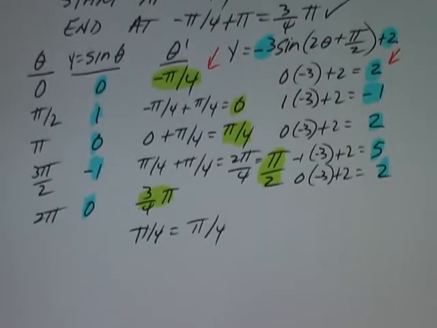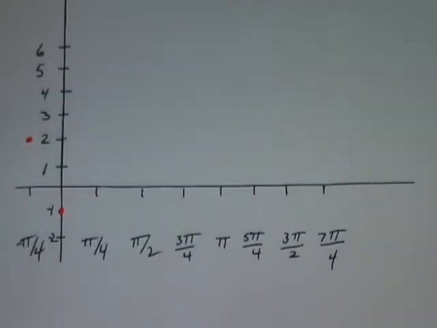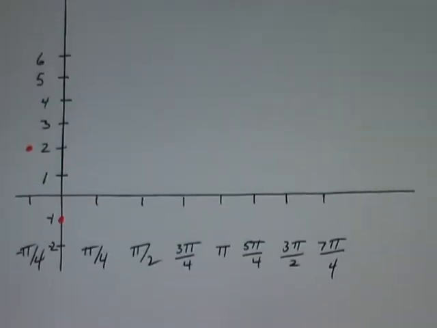So negative pi divided by 4, and then we have y is 2. When theta is 0, we get y is -1. So just keep those values in mind. Okay, at pi divided by 4, y was 2. At pi divided by 2, y is 5. And then at 3/4 pi, we're back at 2.